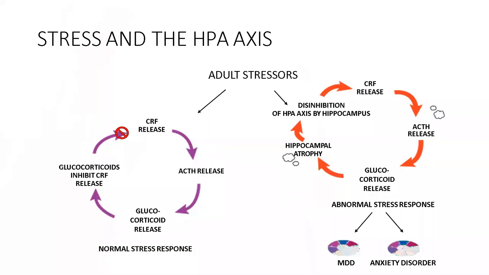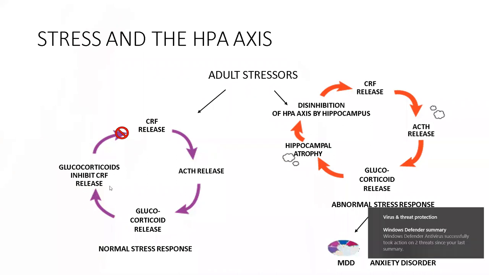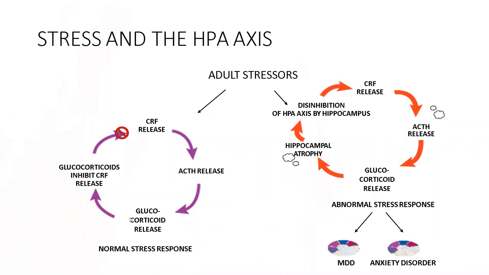And the glucocorticoids inhibit CRF release. When there is glucocorticoid release, the feedback mechanism in turn inhibits the CRF release. This is how further release of steroids in a normal person is avoided. That's how stress in a normal person can be managed.